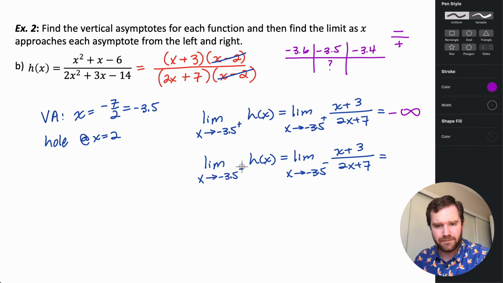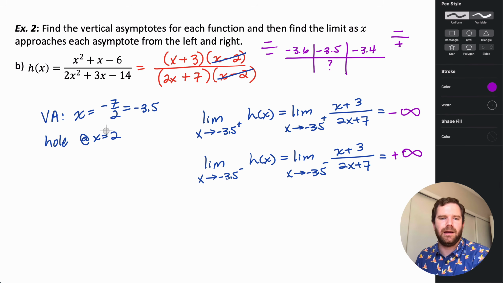If I pick a number from the left of negative 3.5, like negative 3.6, my numerator is going to be negative. Negative 3.6 times 2, that's negative 7.2. So that's going to be a negative because negative 7.2 plus 7 is negative 0.2. And now I have a negative divided by negative, which means that would be positive and go off to positive infinity. So I could pick numbers a little closer to negative 3.5, but they're all going to trend that same way, where the top will be negative and the bottom will be negative. And so those would be our limits there, which does in fact confirm that we have this vertical asymptote here at negative 7/2.